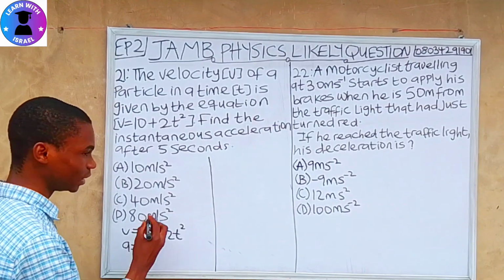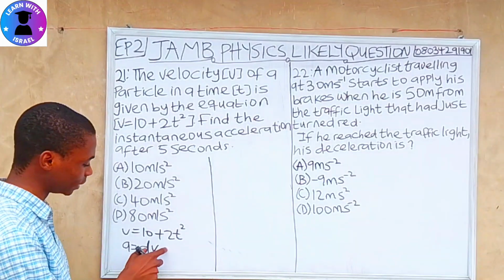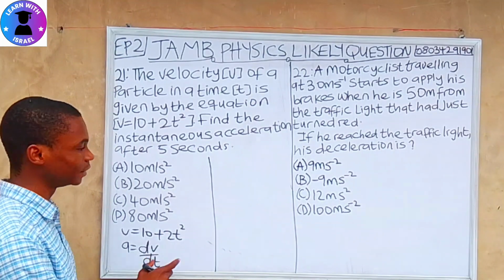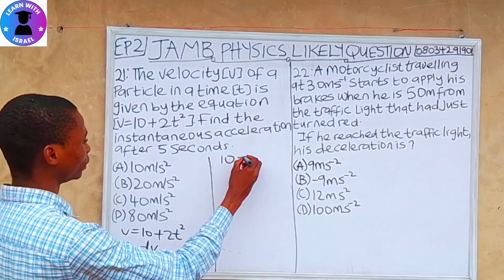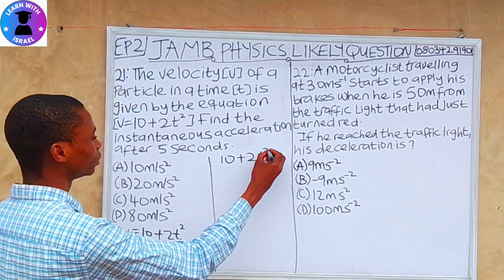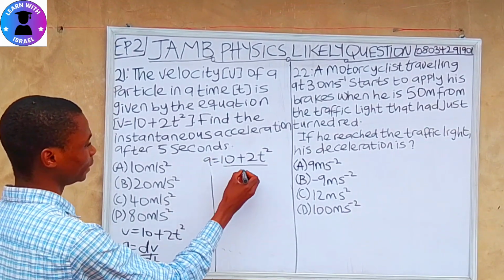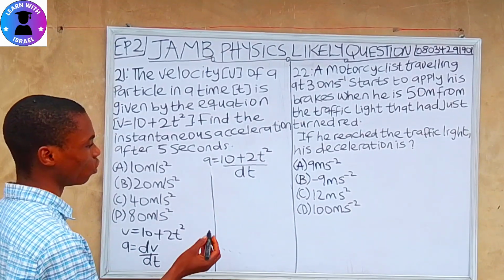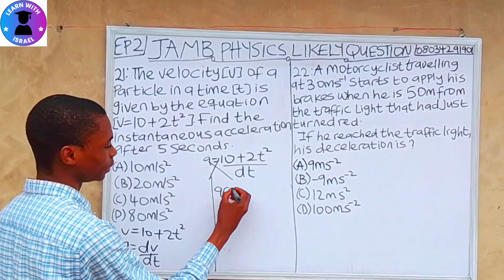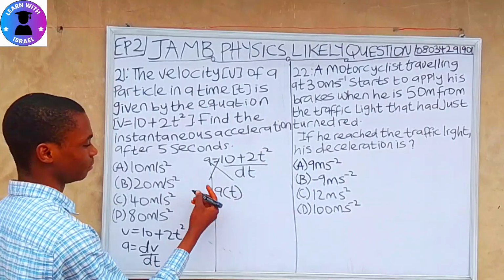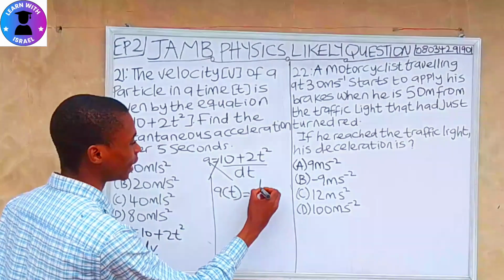And the formula for acceleration is change in velocity over change in time. So this dv represents change in velocity, and this dt represents change in time. So our change in velocity is 10 plus 2t squared. So our acceleration equals that over our dt. So let's cross multiply. If we cross multiply, we are left with a into t, change in time. A into t equals 10.